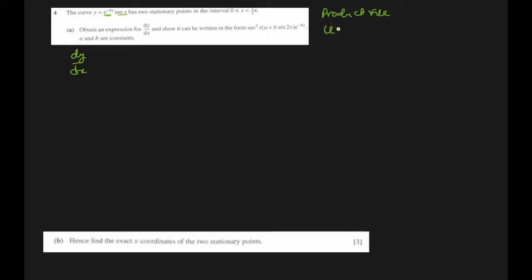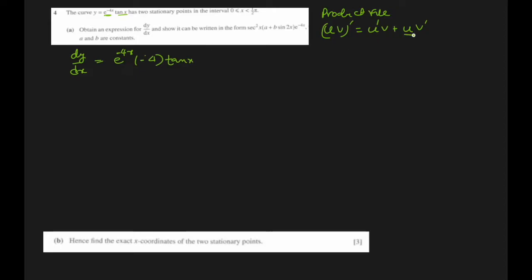Okay, so what does product rule say? (uv)' is u'v + uv'. So the first one will be differentiated first. So e to the power minus 4x will be differentiated and v, tan x, will remain tan x. If I differentiate any exponential, first we copy it and then we differentiate its exponent, which is minus 4x. If I differentiate minus 4x, it's negative 4. So this will be multiplied with negative 4, and tan x remains tan x.